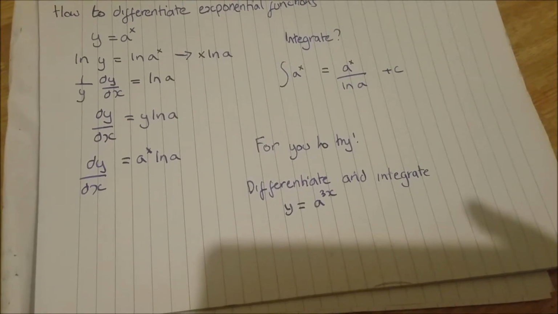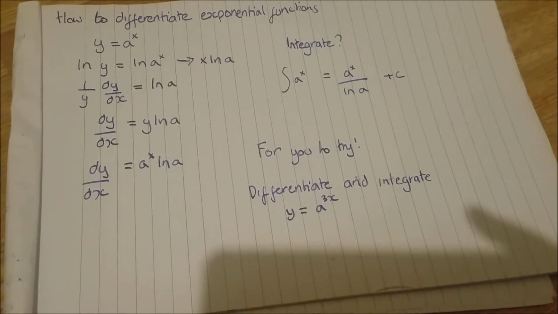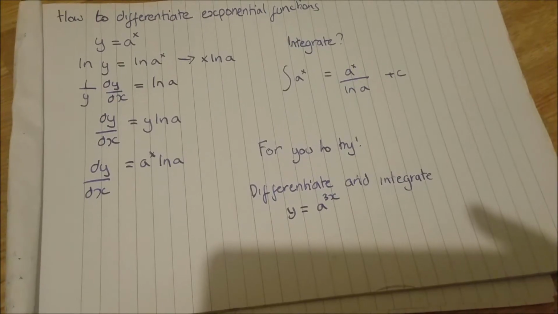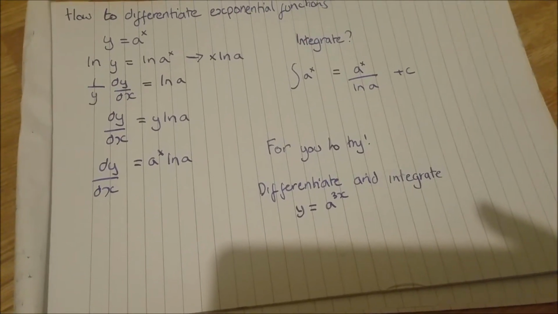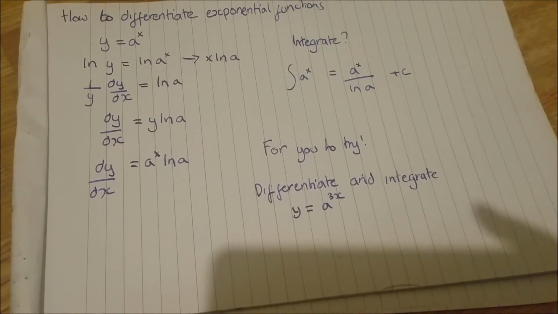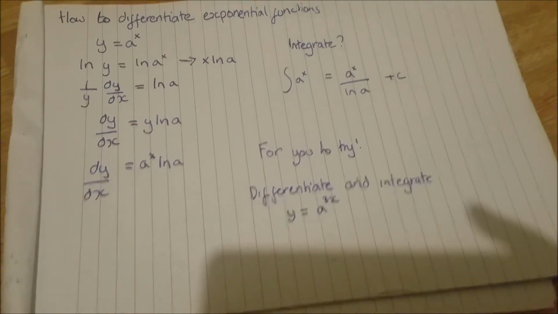That's convenient, actually, in this case, because all I'm going to do now is times both sides by y. And I've got dy/dx equals y ln a. Great. But we know what y is. So dy/dx is literally just a^x ln a.